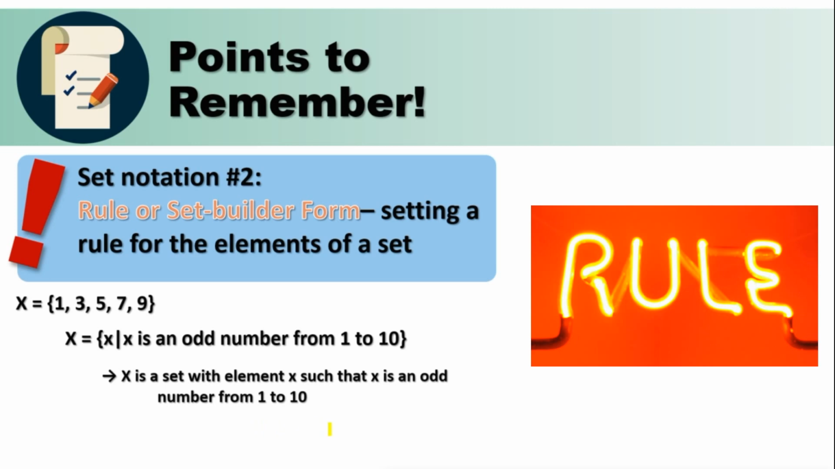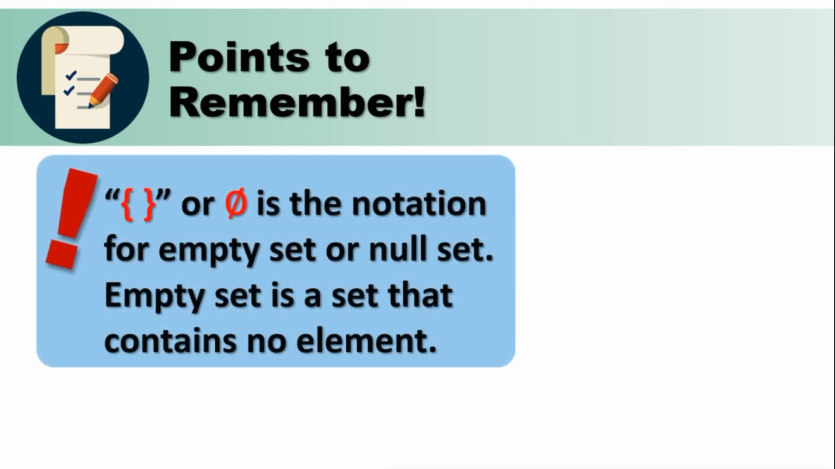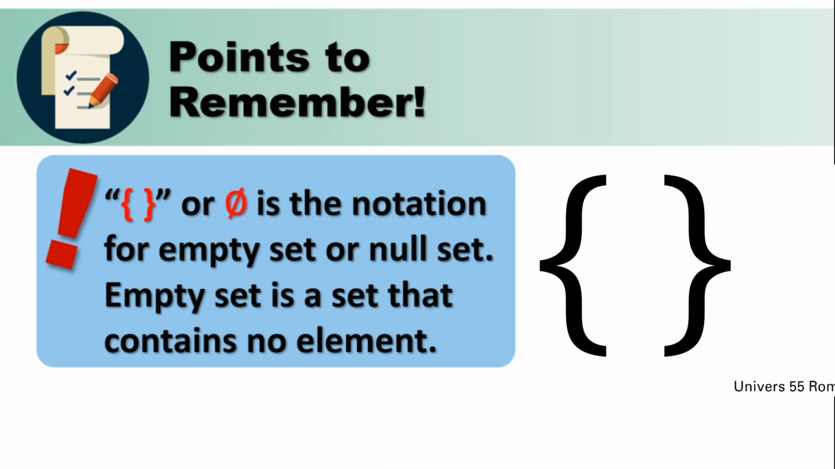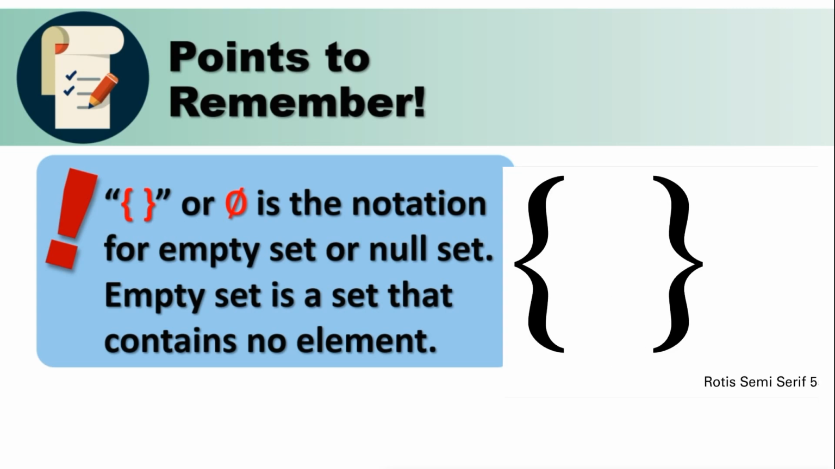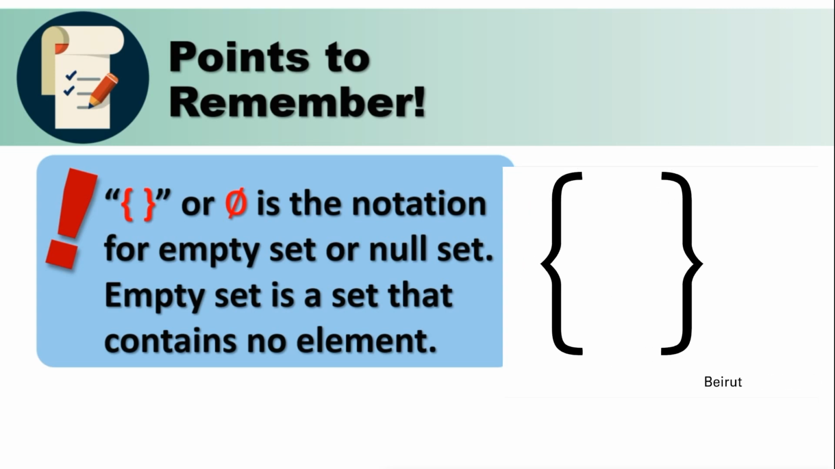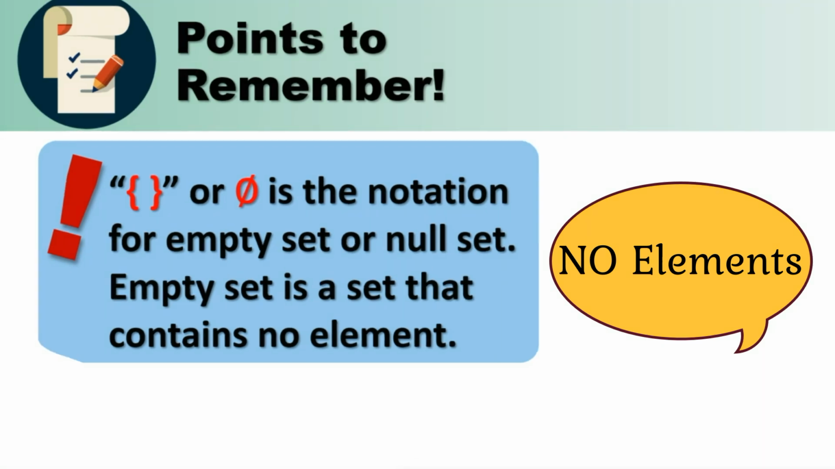This vertical line here is read as "such that." Next, there are cases wherein no elements are found in a set. In this case, open and close braces or the null symbol is used for the empty set or null set. Take note, an empty set is a set which contains no elements.